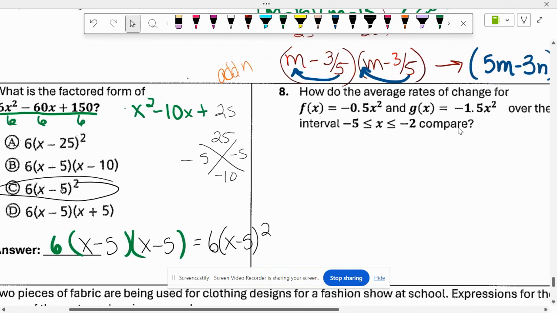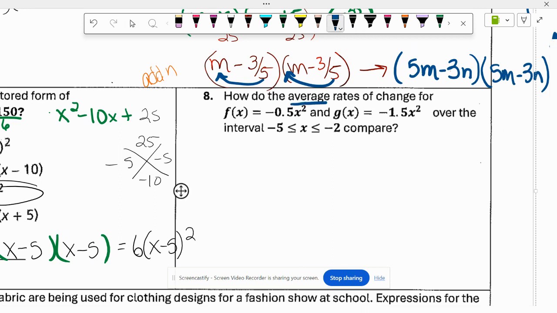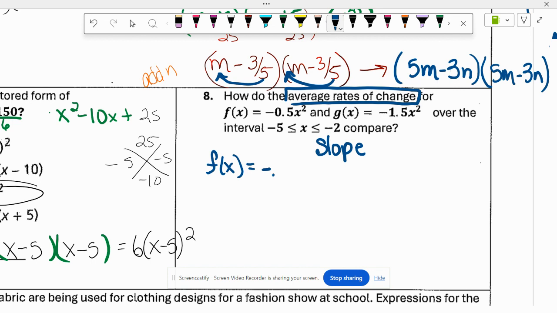Example C. Number 8, how do the average rates of change for f of x and g of x over the interval compare? So first of all, average rate of change. This is the same thing as slope. That's all it's asking you about. It's asking you about the slope. So for the f of x function, I have negative 0.5 times x squared. I have to figure out what the output is when x is negative 5 and when x is negative 2.